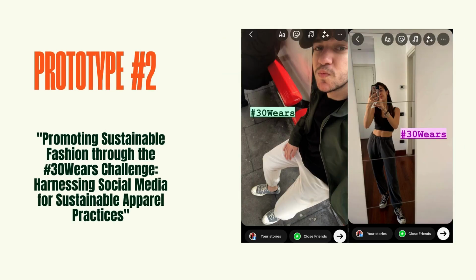Another example of a prototype can be if the concept revolves around initiating a sustainable fashion challenge on social media. People who wear the same outfit 30 times and share it on social media with the hashtag 30wears every time they wear the same clothes will be given discount coupons from stores that support the campaign.